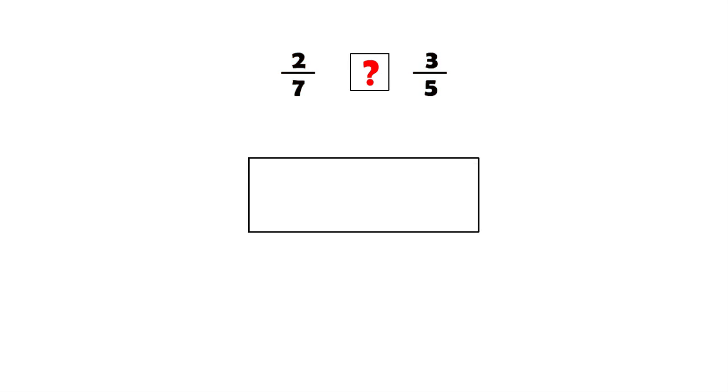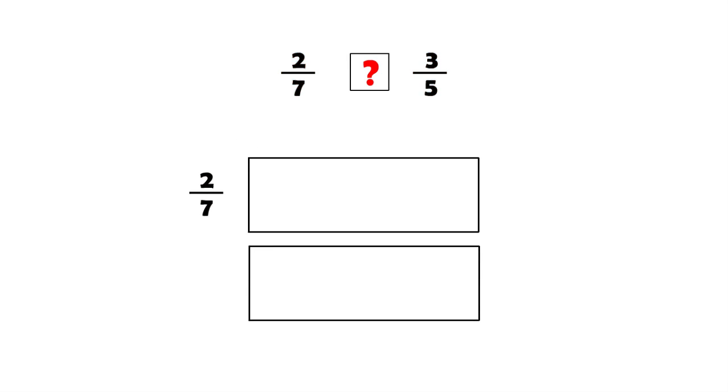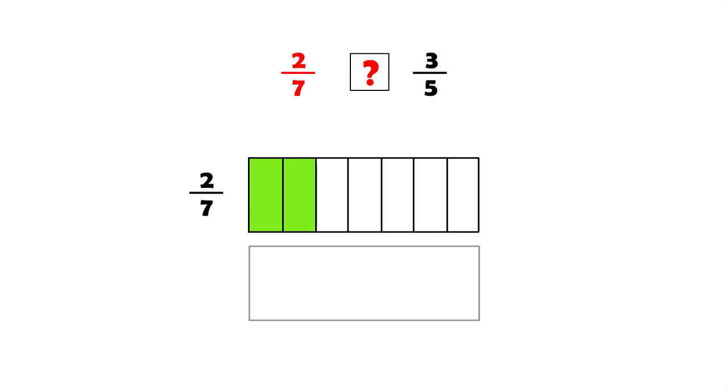Let's take the two fractions, 2/7 and 3/5, to find which fraction is the larger one. To do that, we simply start by representing each fraction using area models, just like we learned before. Note that we will use the same whole for both fractions, but for the fraction 2/7, we will divide the whole into 7 equal parts, and then shade 2 parts, as you can see.